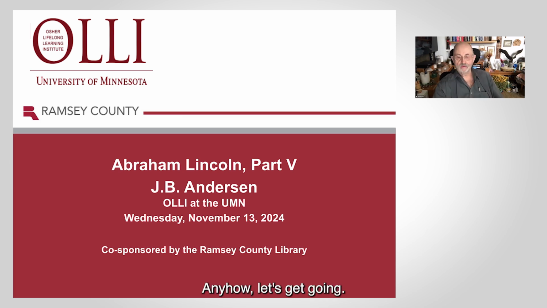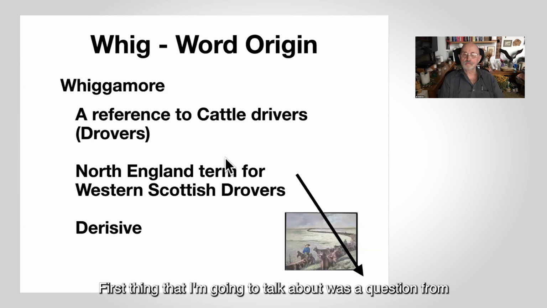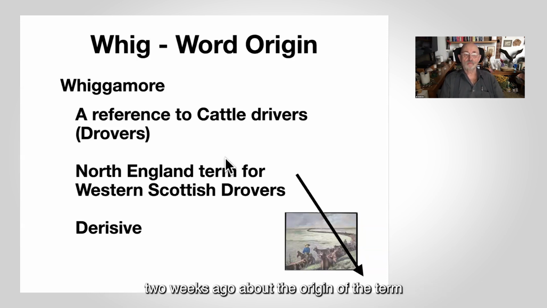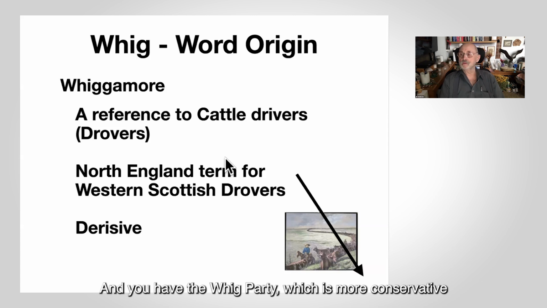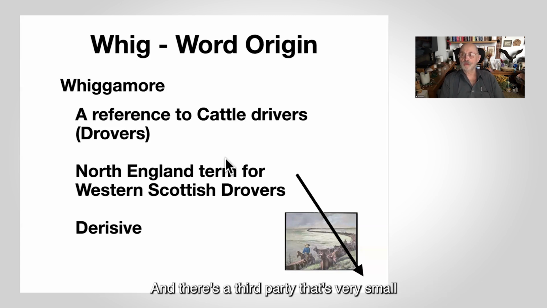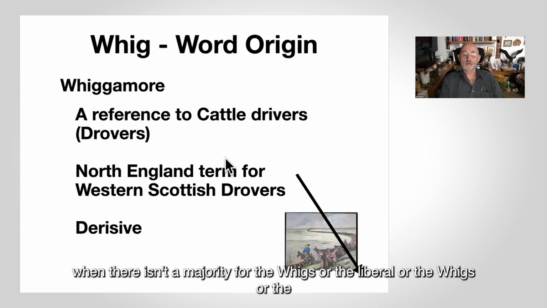Anyhow, let's get going. First thing that I'm going to talk about was a question from 2 weeks ago about the origin of the term Whig, W-H-I-G. And it is a major political party in the British Parliament. You have Labour, which are very liberal on the socialist side, and you have the Whig Party, which is more conservative. And there's a third party that's very small called the Liberal Party in England. They can become very powerful when there isn't a majority for the Whigs or the Labour Party.